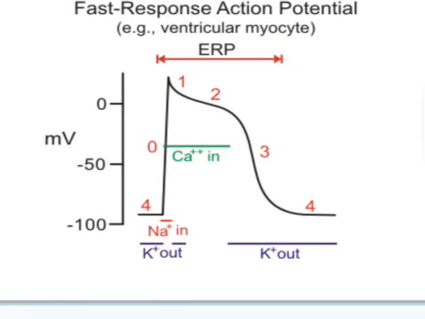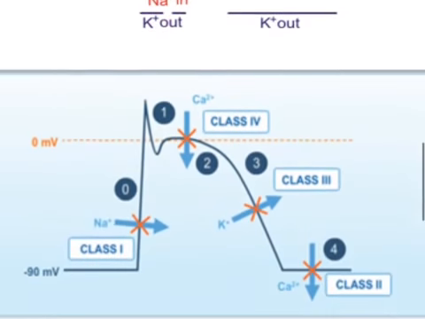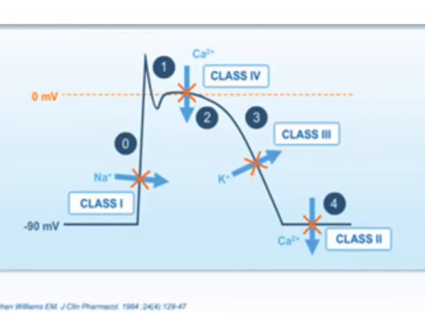So these are the classes. We have different classes. We have antiarrhythmic drugs that block sodium channels and the potassium channel blockers. These are very important. Look at this: this is class 1, class 2, class 3 and class 4.